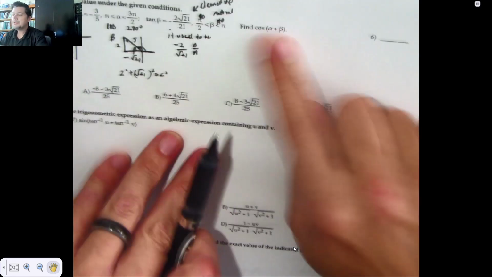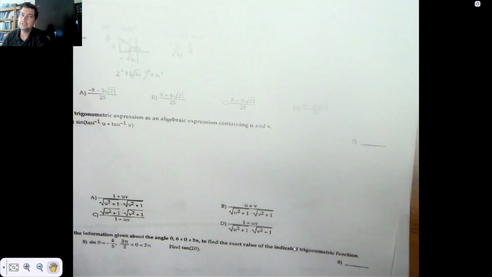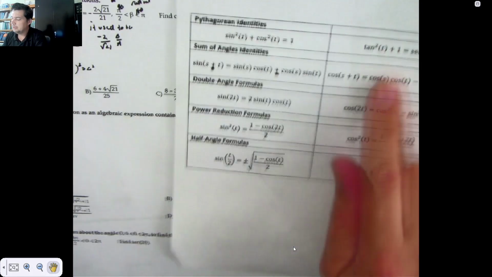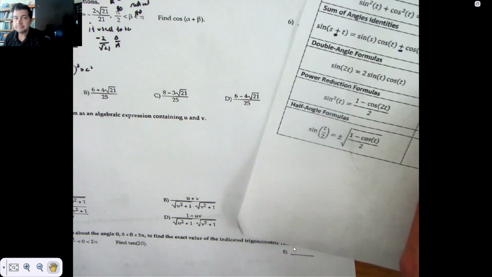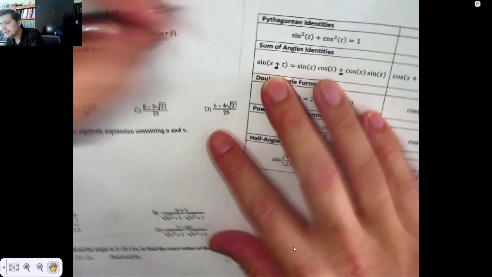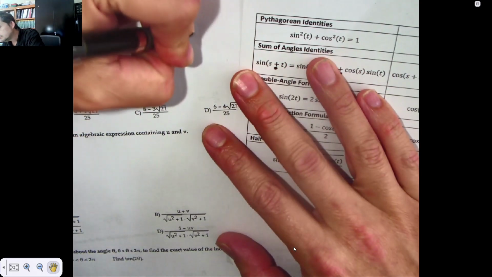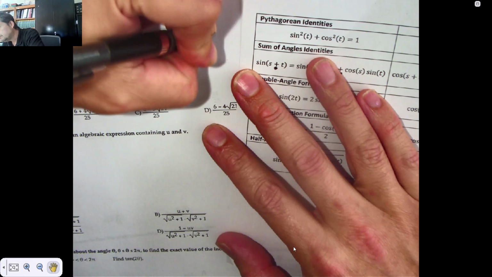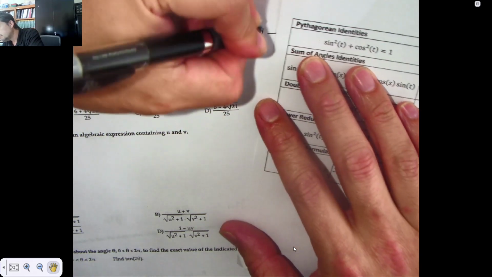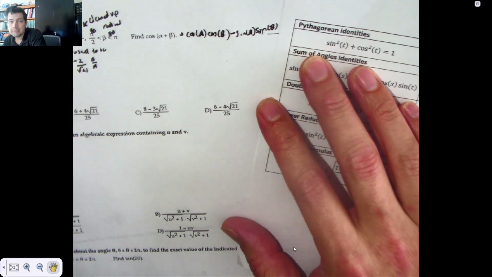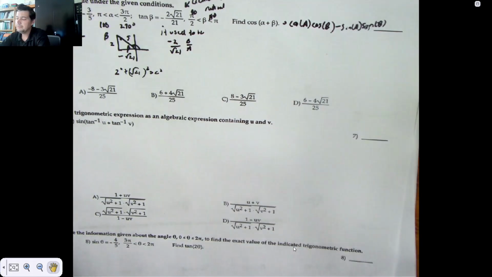Anyways, you're supposed to do this. You go to your little piece of paper over here. You find that. Looks just like it, different letters. But it is supposed to be the cosine of alpha, cosine of beta, minus the sine of alpha, sine of beta. You just plug it in. That's why I drew the triangles, by the way.